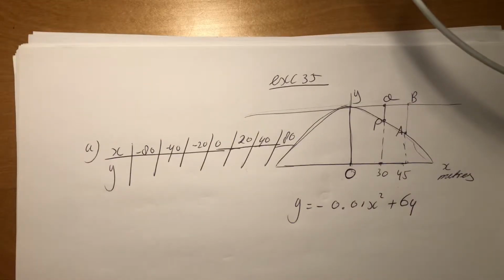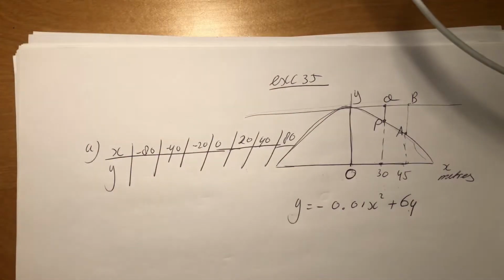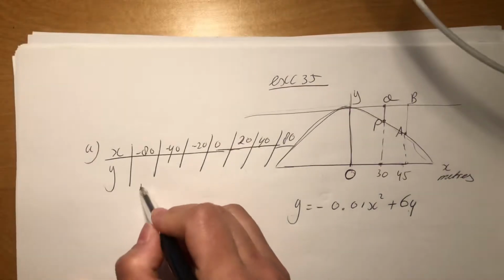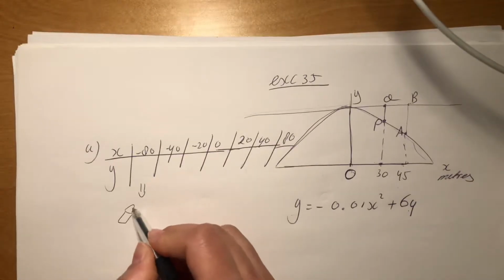This is the Münchner Bridge in Germany. The arc is described by the formula. Here it is. y is the height in meters of the bridge. Copy a table and complete it. Use your calculator. All right. Please pause it. Try it.